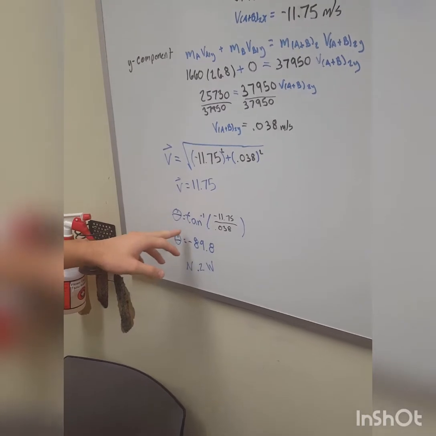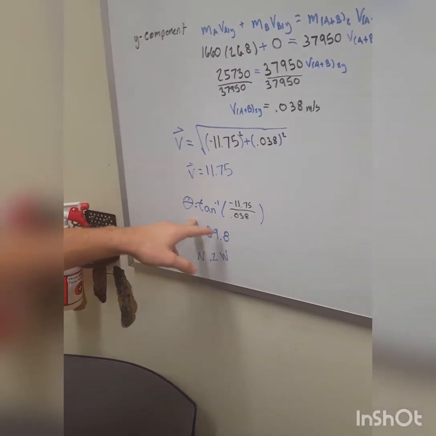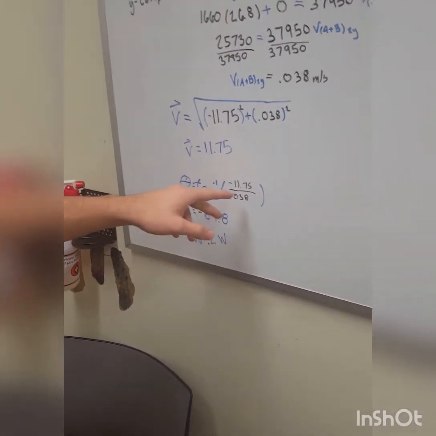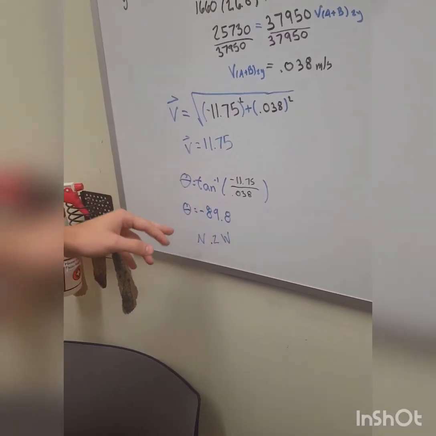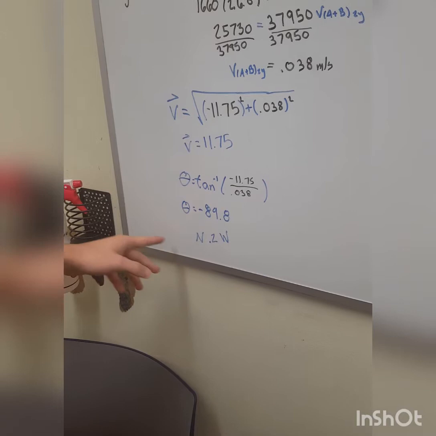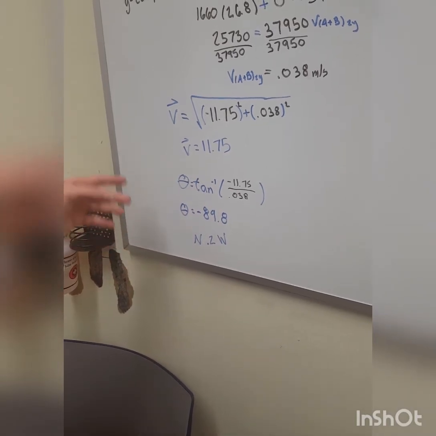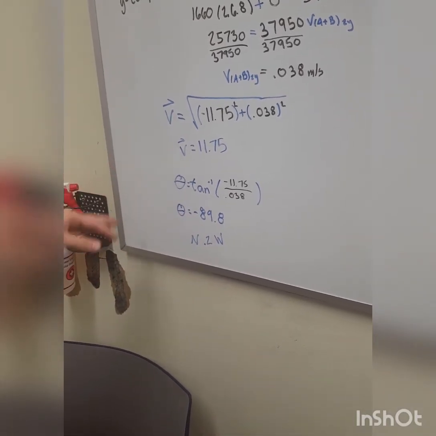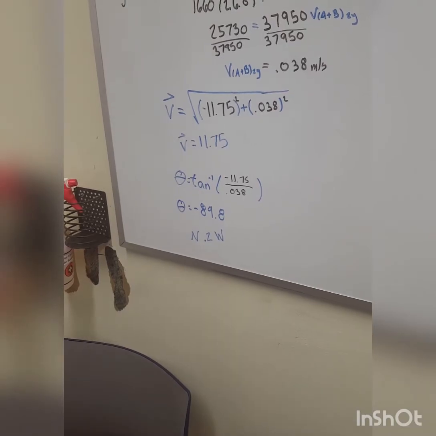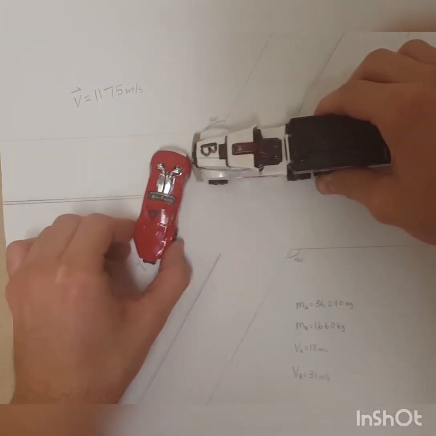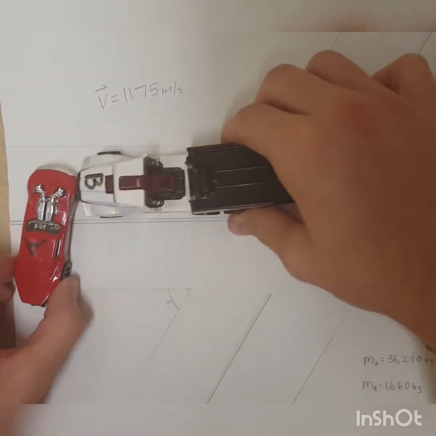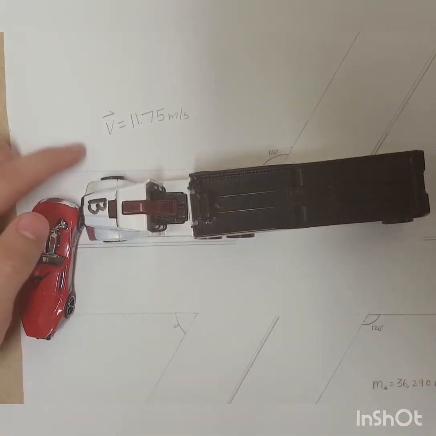We're going to use our tan inverse. So it's going to be tan inverse of our x component divided by our y component, and that's going to get us negative 89.2 degrees, which means the car will be moving northwest at 0.2 for our magnitude. So when the cars collide, they're mainly going to go west and barely go north, and the final velocity will be 11.75 meters per second.